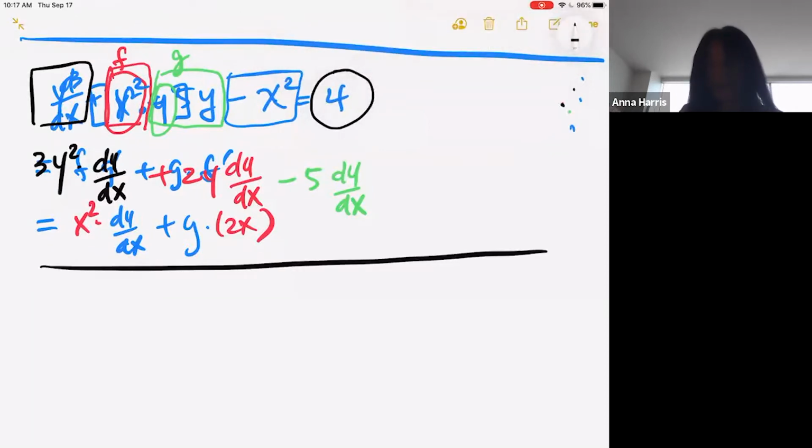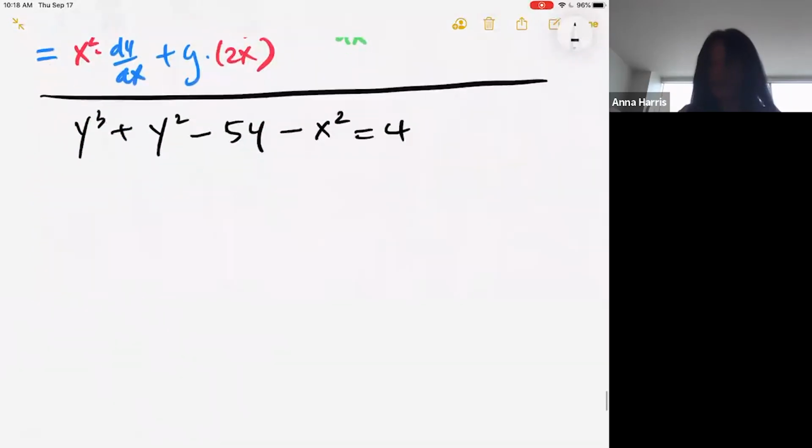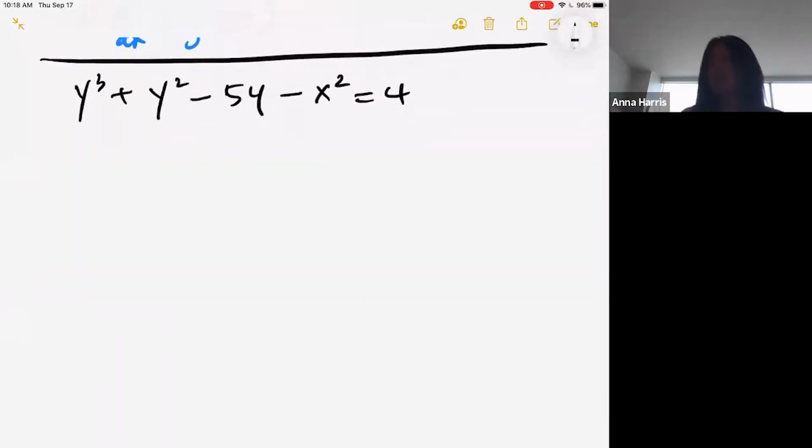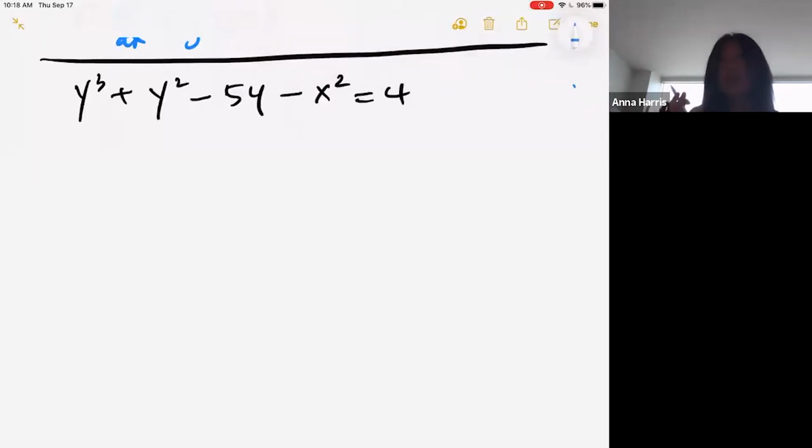I'm gonna write down my problem again. Problem is y to the third plus y squared. And what's my next one? Does anybody remember? Minus 5y minus x squared equals 4. Thank you, thank you. All right, let's do this problem again. Sorry about that. So let's do it one more time. We get to practice, okay? Everybody write this down in your notebook too, so we can do it together.